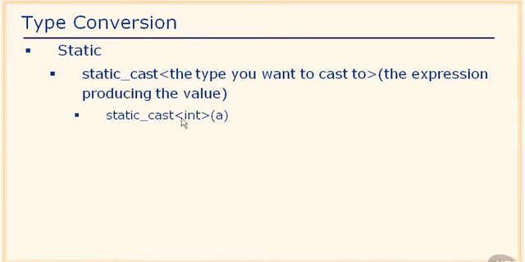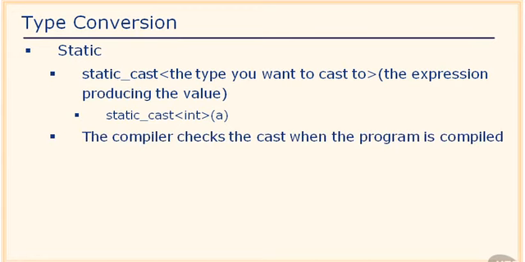Wouldn't it have been better to have a and then int? We'll talk about that in just a second. But this is how we would take a, it might be a long or something like that, and we're going to cast it to an integer. Now what happens with static casting is the compiler checks the cast when the program is compiled to make sure that it makes sense, that it can deal with it, that everything's okay.